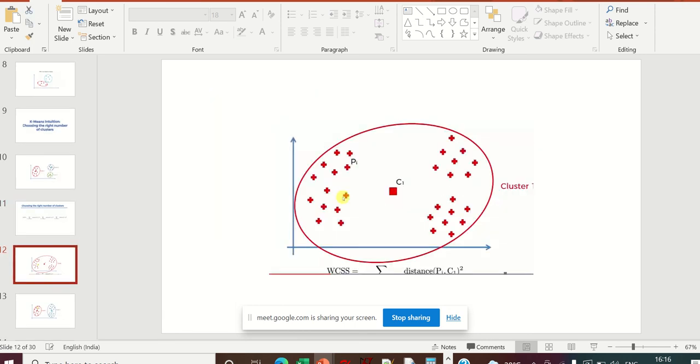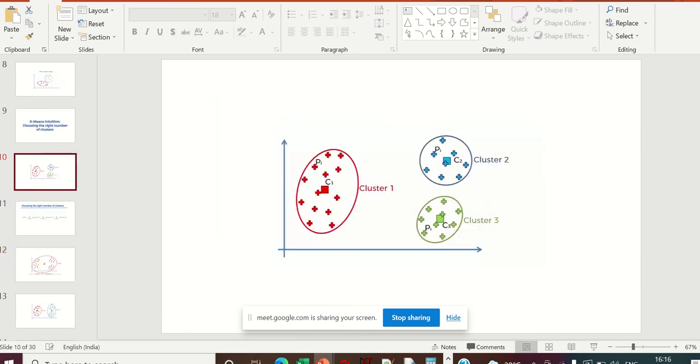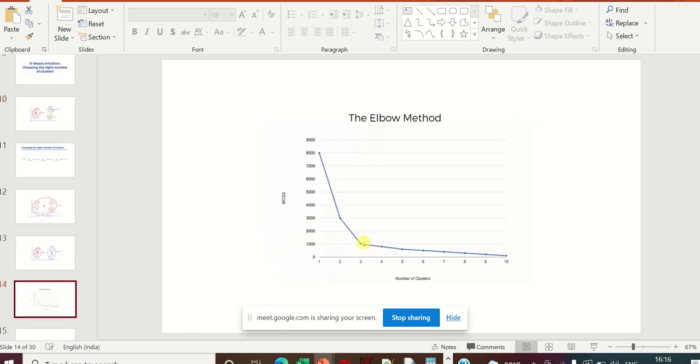Once you get the WCSS value, say you had 10 clusters, then you move to 9, 8, 7, 6, 5, 4, 3, 2, 1.